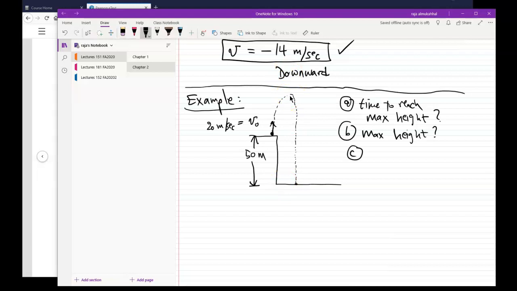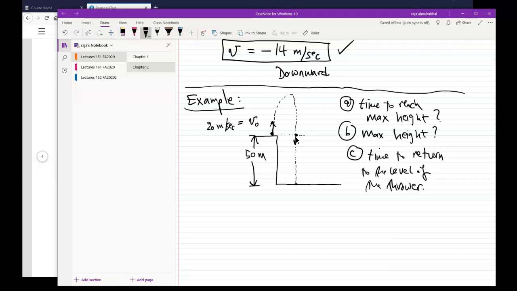And part C, what is the time to return to the level of the thrower? In other words, the object is here. How long it will take it to go through this parabolic path until it is right here, okay, to the level of the throw, which is somewhere right here, and of course going down this way. How long it will take it to get here? This is the time to return.